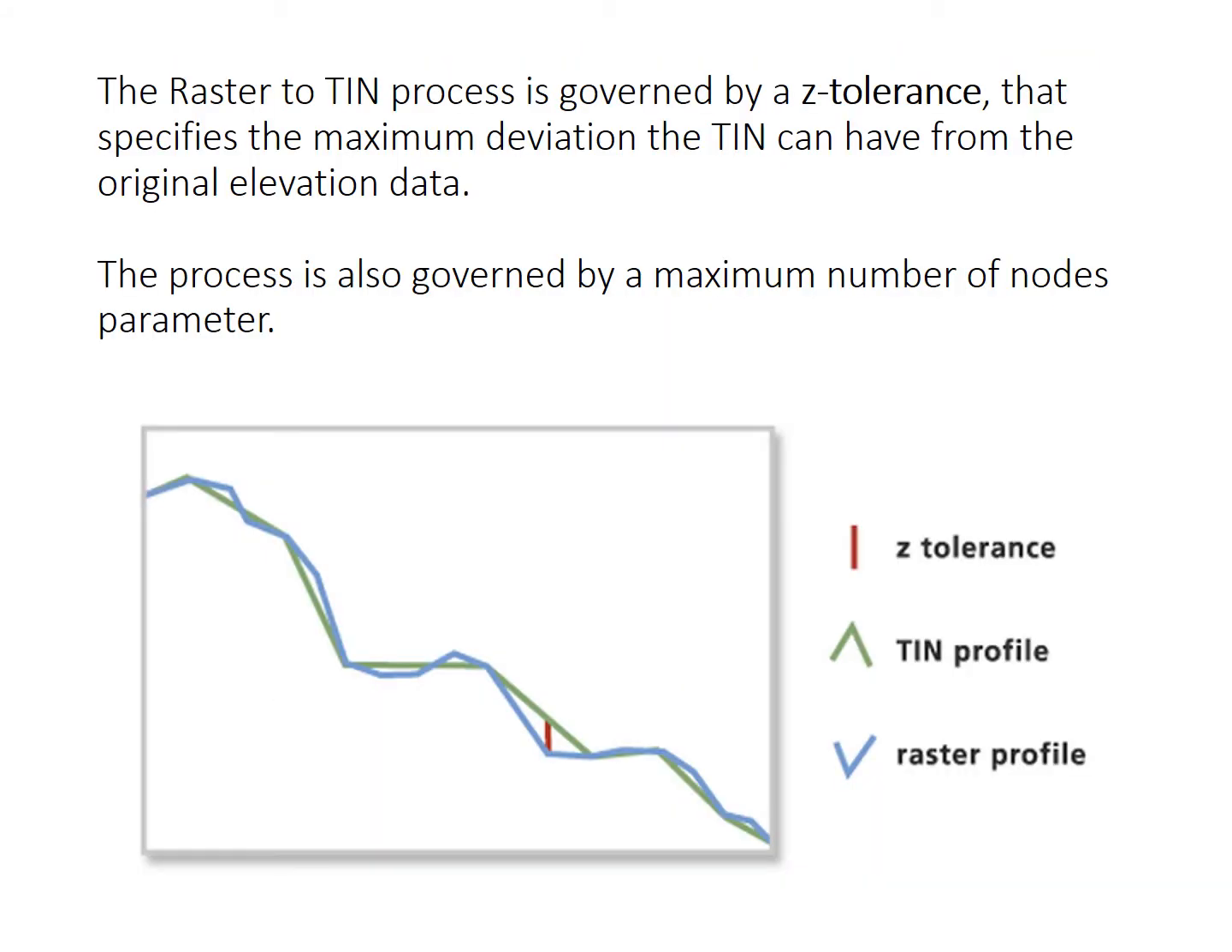TINs work in one of two ways. We either specify a Z tolerance value, or we specify the maximum number of nodes. Both of these work similarly. We essentially take our original data. In this case, this is like a profile view. The raster is in blue, and we want to create a TIN. We want to connect all of these points, but we're only going to connect points as long as they're within this tolerance value. Anything outside of that we're going to exclude.